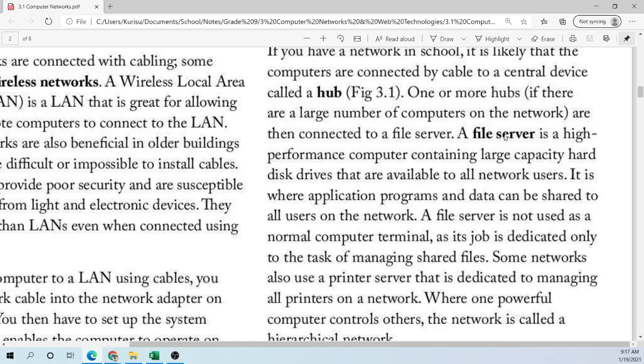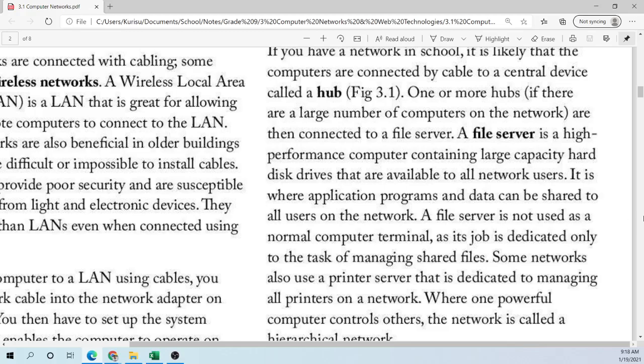Now, can anyone remember why we create a network? What was the main reason we create a network? For what purpose? To share and transmit data. Very good. To share and transmit data. So, because we can share and transmit data, we can communicate, we can send email, we can send videos, we can send audios, and so on.